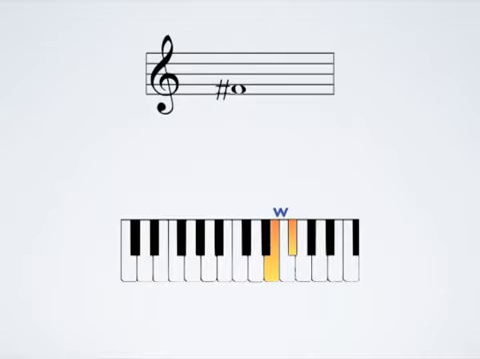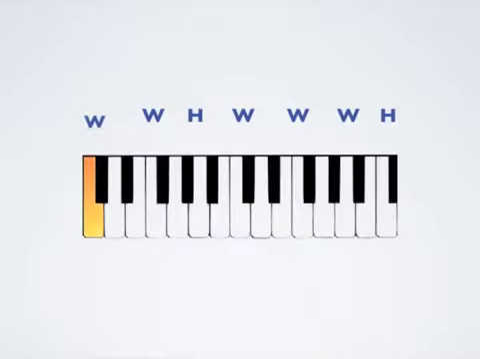Now, once we understand half steps and whole steps, we can apply it to our major scale. The major scale is built in a pattern of half steps and whole steps. And this pattern is whole, whole, half, whole, whole, whole, half. On the piano, if we start with C and use only the white notes, this pattern happens naturally.